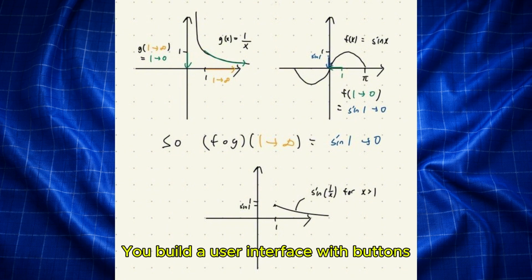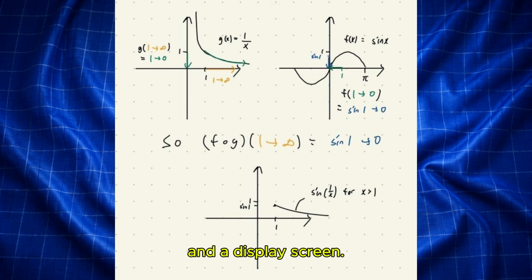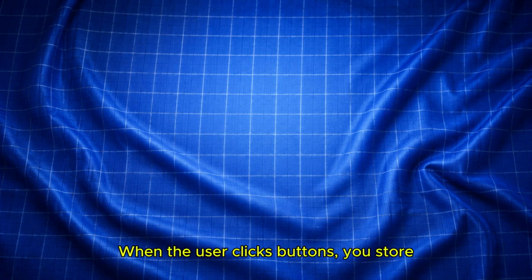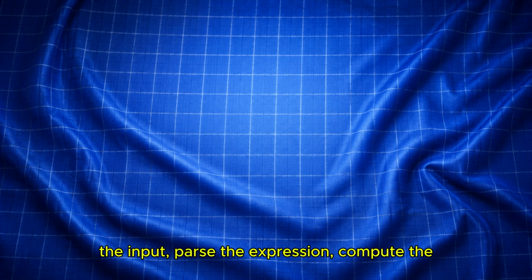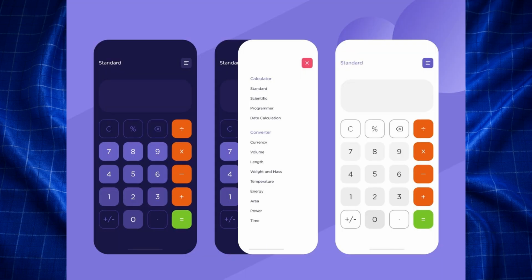You build a user interface with buttons such as 0 to 9, plus, asterisk, and a display screen. When the user clicks buttons, you store the input, parse the expression, compute the result, and show it. The logic is simple: capture input, evaluate the math, handle errors like division by 0. You can either use Python with its tkinter for GUI, or JavaScript plus HTML and CSS for a possible web version, or even Java with Swing and, for the most experienced, JavaFX. You may also use Kotlin or Swift for a mobile version.